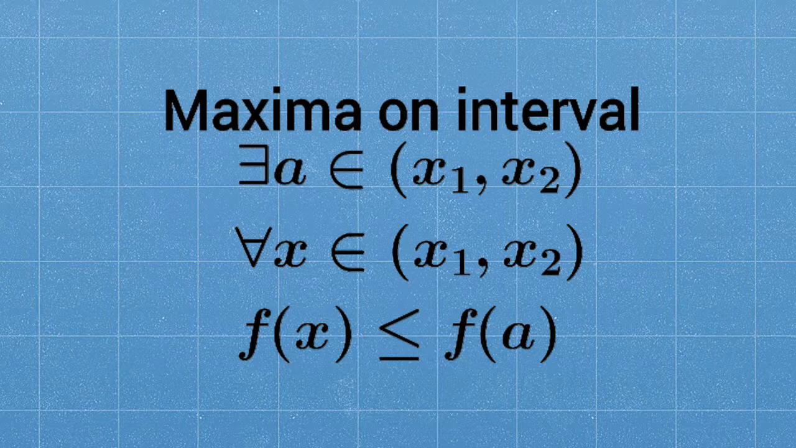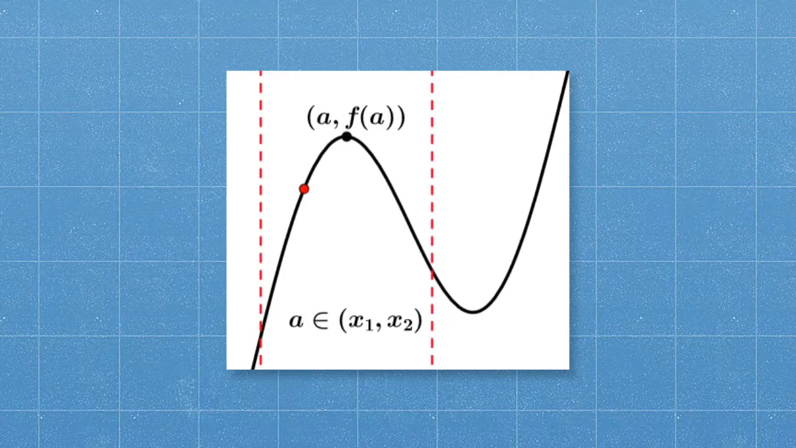Formally, the mathematical definition for maxima on an interval is that for a given interval, x1 to x2, there exists a value a such that for all other values of x in that interval, f of x is less than or equal to f of a. Let's use this picture to clarify that technical math definition.